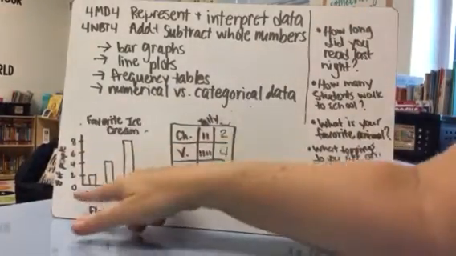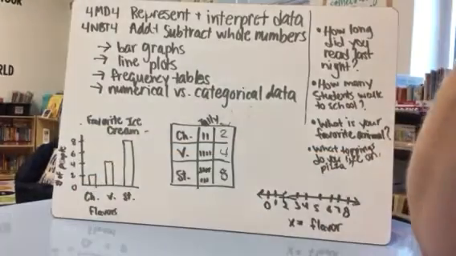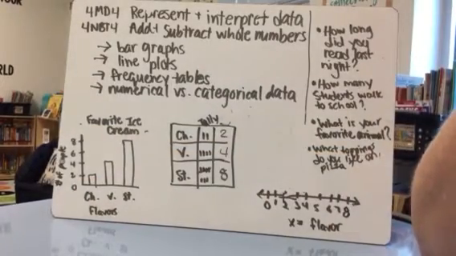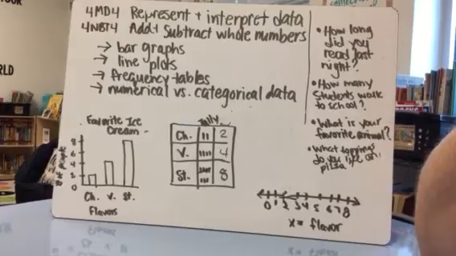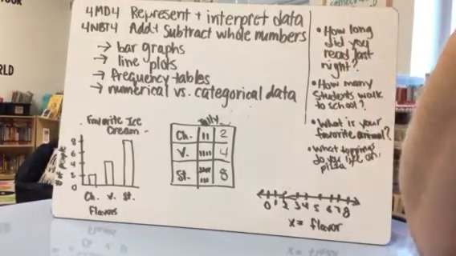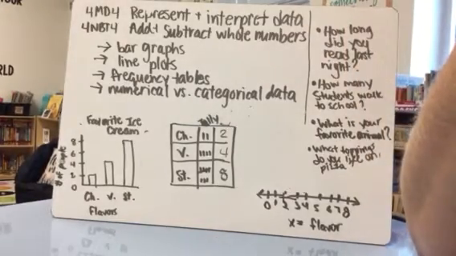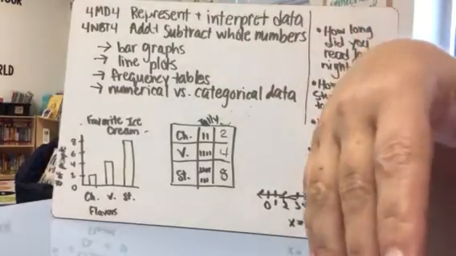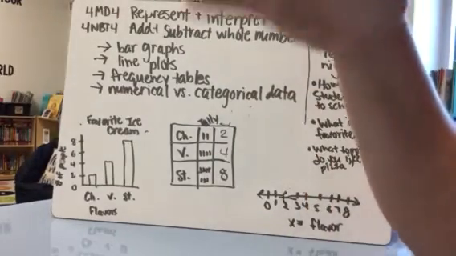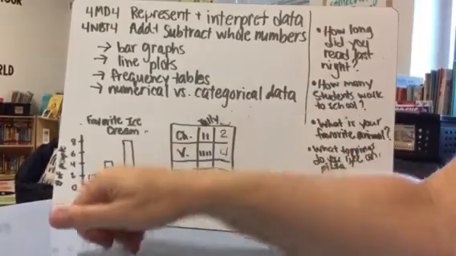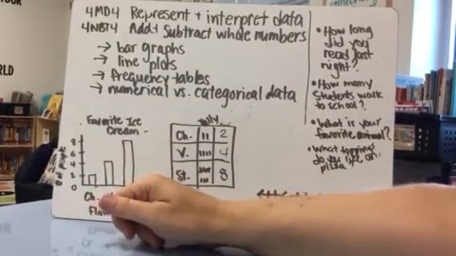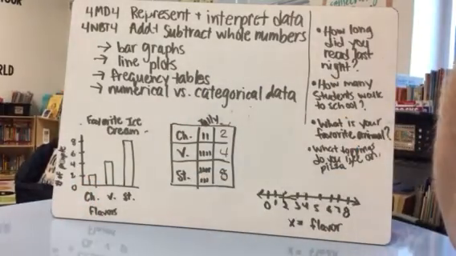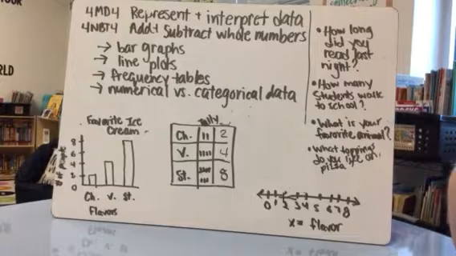You might see different scales along the side. Here we're counting by 2s, but you could easily see counting by 10s or 1s or 20s, depending on the data results you have and the range of numbers that you have. Along the bottom, usually we are labeling our bars with what they represent. So here we have chocolate, vanilla, and strawberry as different options for favorite ice cream flavors.